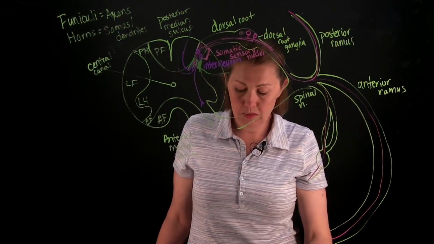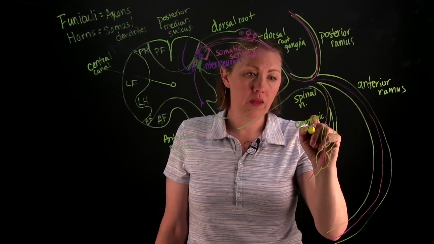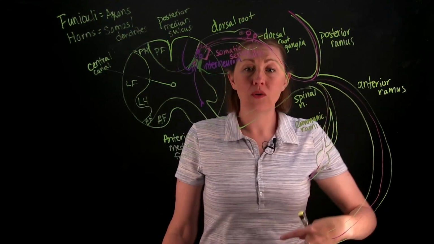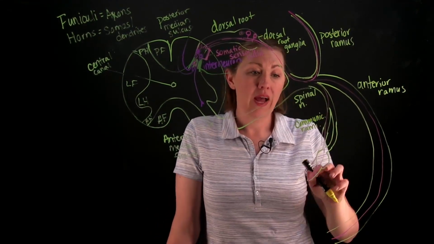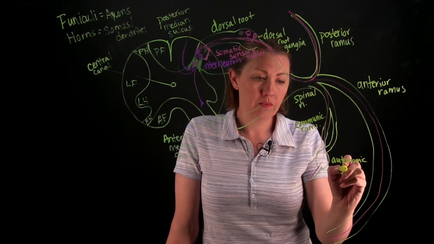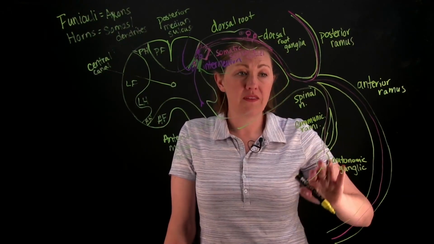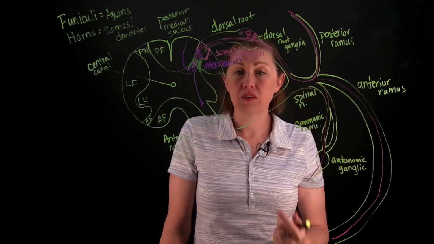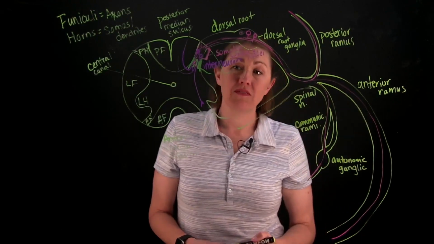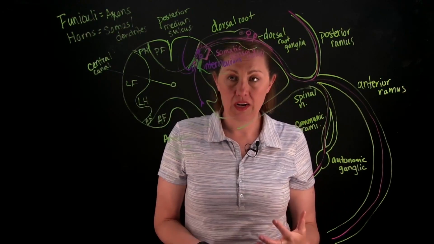You're still getting sensory information, but maybe now it's from here. These are actually called the communicating rami, and the communicating rami go to the internal organs. And this is actually called an autonomic ganglia, meaning it's part of your autonomic nervous system. You're not aware of it. So the sensory neuron here would be a visceral sensory neuron, and if you have a visceral sensory neuron, this is going to be part of that unconscious information.